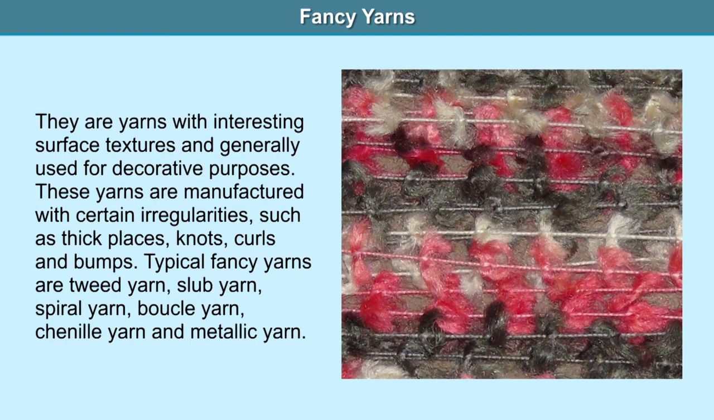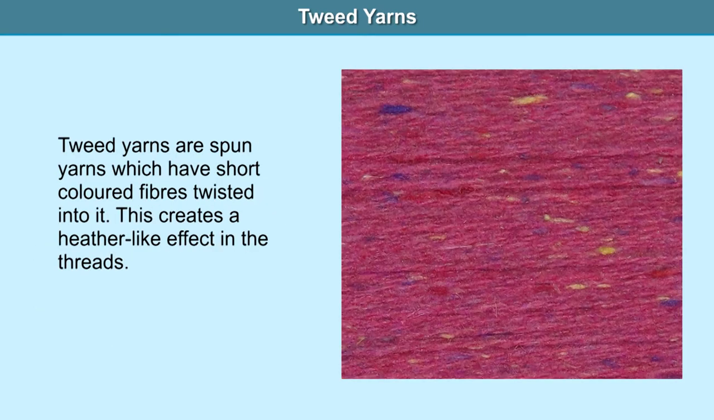Fancy yarns. They are yarns with interesting surface textures and are generally used for decorative purposes. These are yarns which are manufactured with certain irregularities like thick places, knots, curls, bumps, etc. Typical fancy yarns are tweed yarn, slub yarn, spiral yarn, bowcull yarn, chenille yarn, metallic yarn, etc. Tweed yarns are spun yarns which have short colored fibers twisted into them, creating a heather-like effect in the threads.